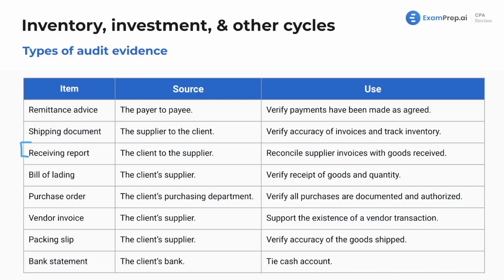Now, before we wrap it up and call it a day here with our inventory, investment, PP&E, personnel, all these cycles, we want to just take another look. Here are our items, our pieces of evidence, and here's the source and the use. Again, we went over this in the previous lesson. Not going to go over it too much more in depth here. Take a look, make sure you're familiar with all of these and understand where they all fit into place.